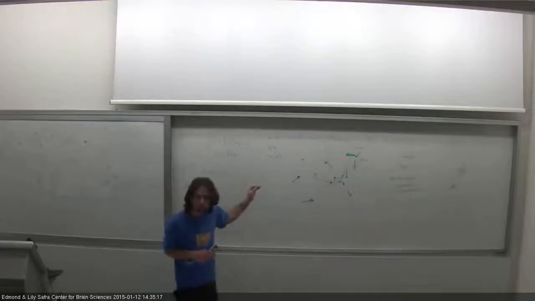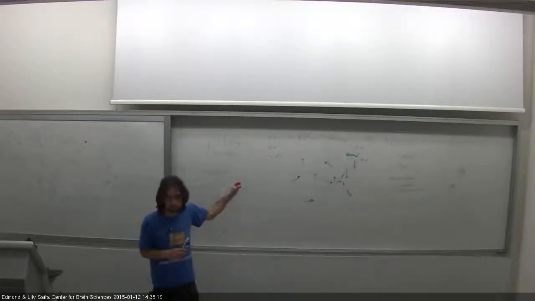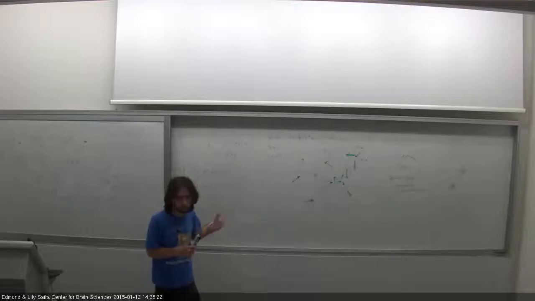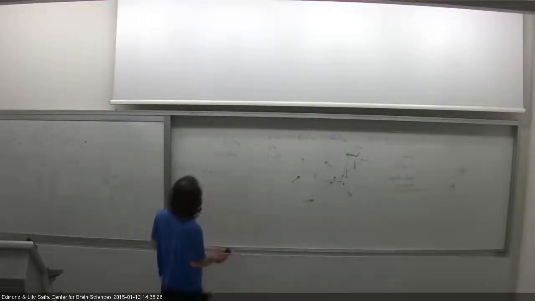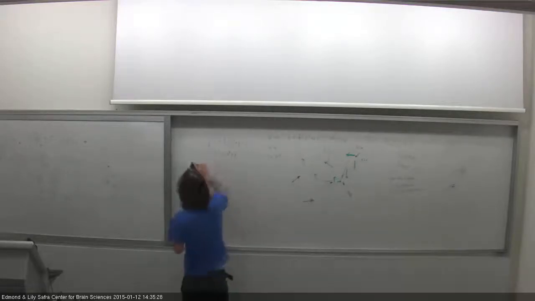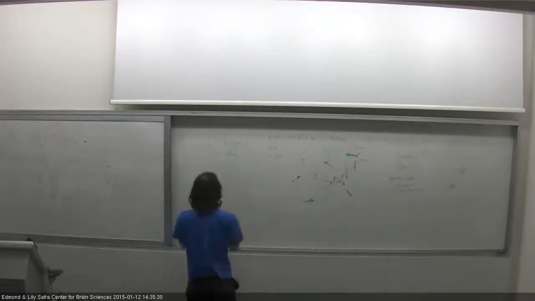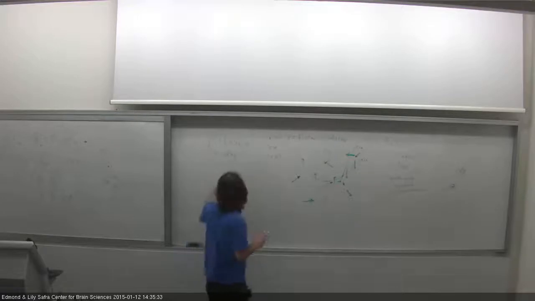Okay, so we have a fixed point. We found it geometrically, or we guessed. And now we are going to do the analysis for this fixed point. So the first thing we do is write the Jacobian.